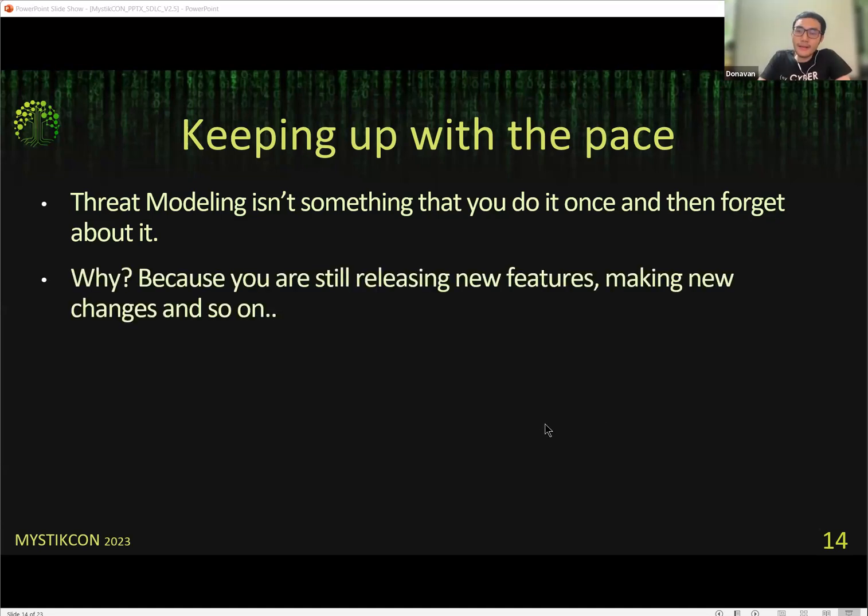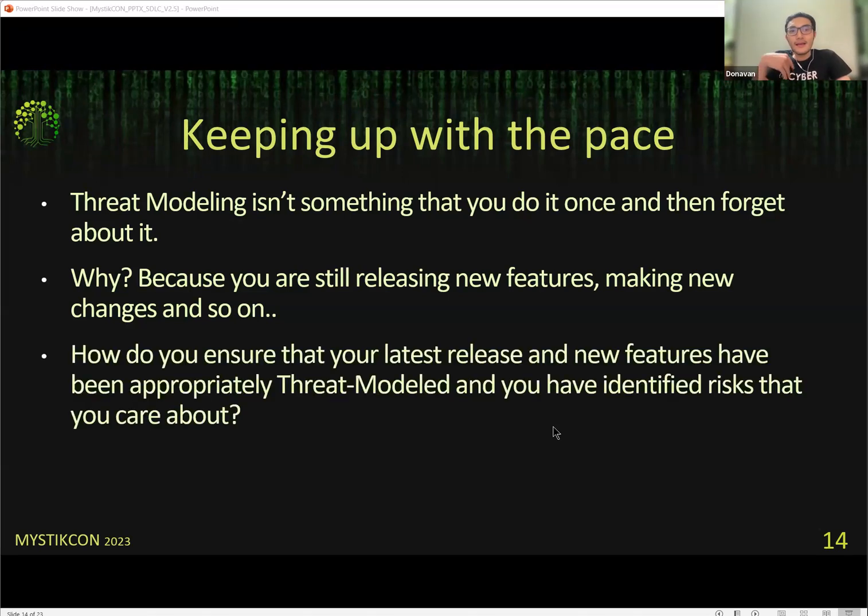And in the case of the COVID-19 pandemic, you see that even in an OT environment, in an operational technology environment where you assume that people move slowly, people had to move because of the changing landscape, right? Now, how do you ensure that your latest release and new features have been appropriately modeled and that you have identified risks that you care about? And the reason for this will be made much clearer once I hand over to Karan, who will explain from his DevSecOps perspective where things move much, much faster, right? How you keep up with that frenetic pace of change.